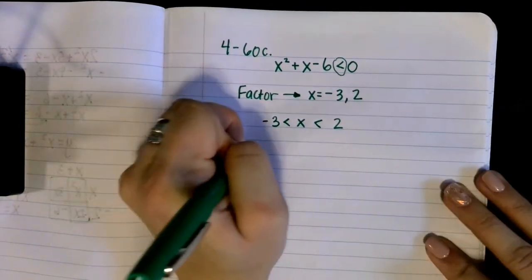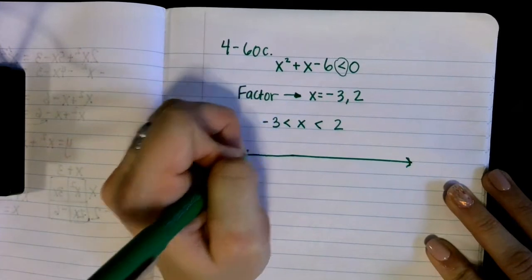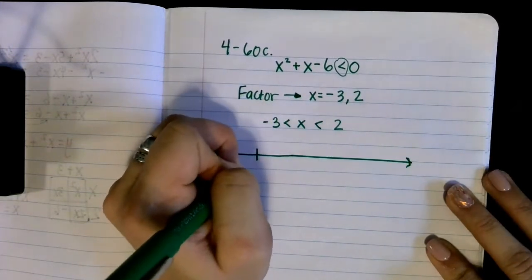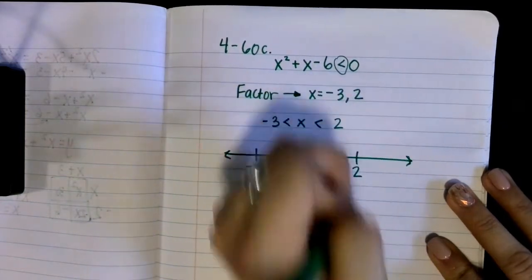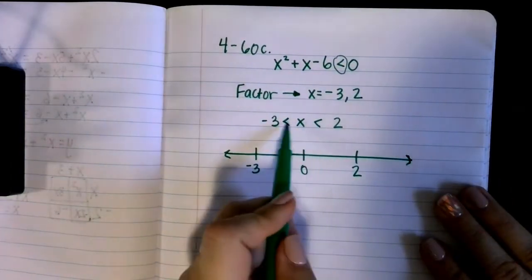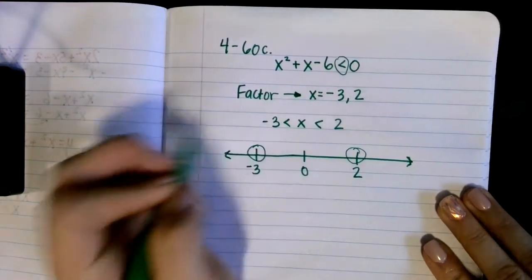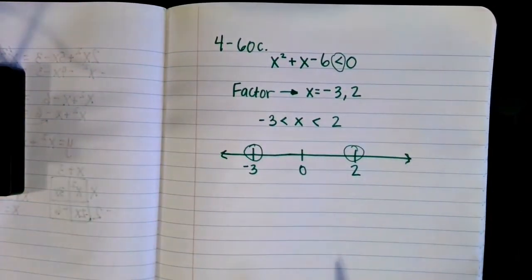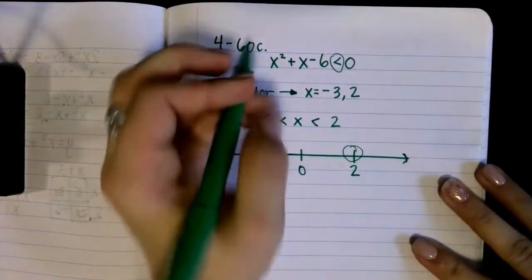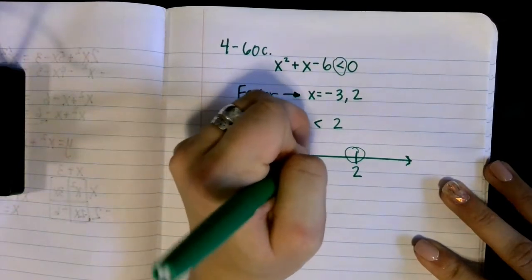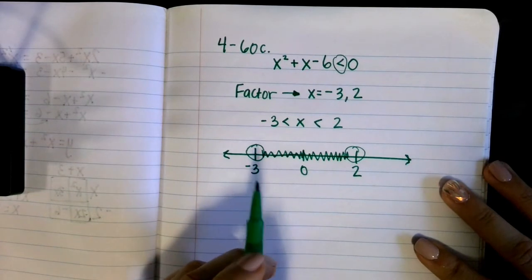Then I can make a number line because we would need to check these solutions, right? So let's do -3, 0, and 2, just for now. I'm going to use open circles because of my less than signs. And based on this interval, if I read this here, it says x is less than 2, x is greater than -3. So that means this middle part should be shaded, okay? But we need to check this.